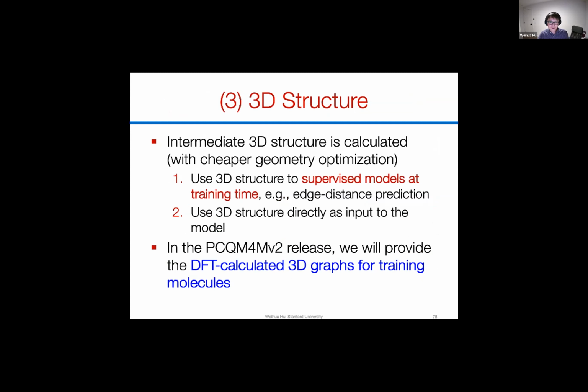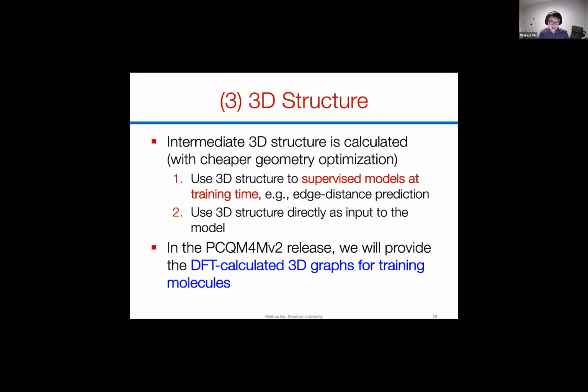The third one is that all the solutions use the 3D structure of the molecule, even though we only gave a 2D structure. This 3D structure is calculated with cheaper geometry optimization, either using RDKit or one-step DFT optimization. And the winners use the structure as a self-supervised signal, or use this 3D signal directly as an input to the model, and it seems to really help.